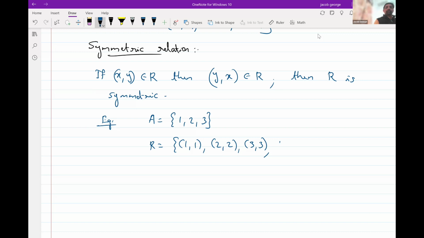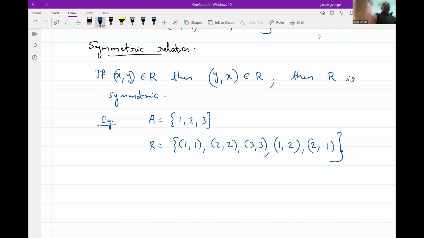But I add one more element, (1,2). It is still reflexive, but it is not symmetric. Why? If (1,2) is there, what is its reverse pair? (2,1) also must be there. If I stop here, it is now a symmetric relation. Is it clear? If there is a (1,2), then (2,1) must be there.